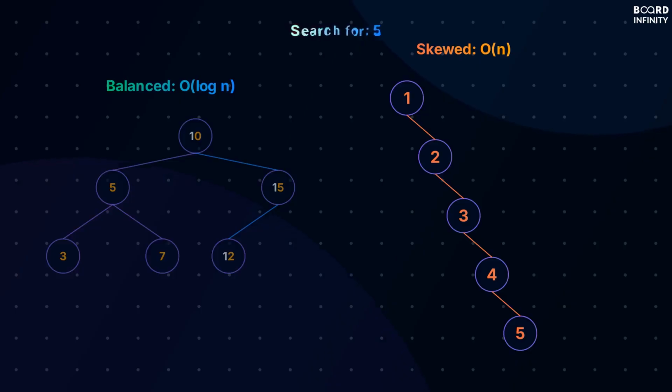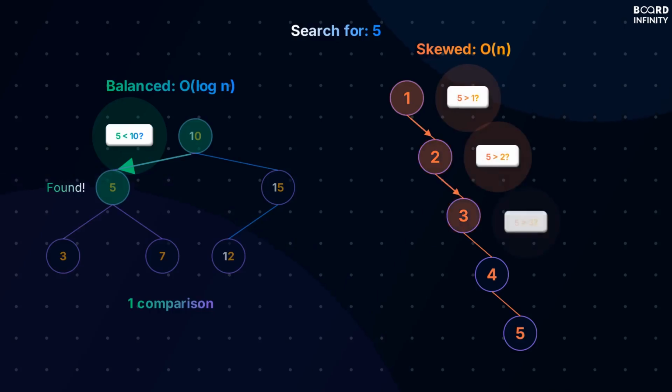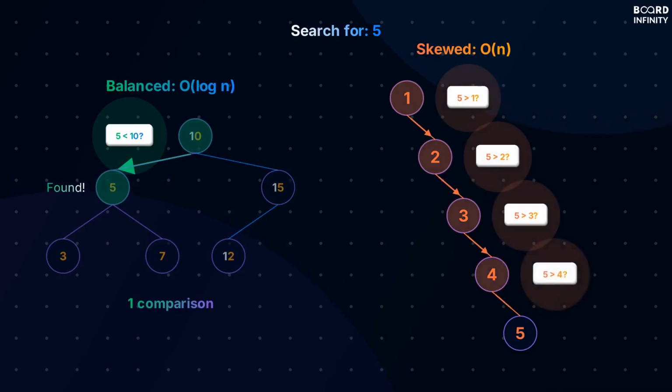If we search for 5 in a skewed tree, we have to traverse through every single node from the root all the way down, just like a linked list. This degrades search performance to linear time, or O(n), effectively losing the primary advantage of the BST. This is why balance truly matters for optimal performance.